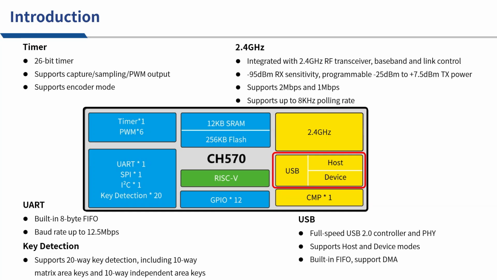CH570 has a built-in 4-speed USB controller and PHY. USB supports host and device modes. Built-in 5.4 supports DMA. CH570 has a built-in voltage comparator that supports 16 reference voltages. It is equivalent to a 4-bit ADC.